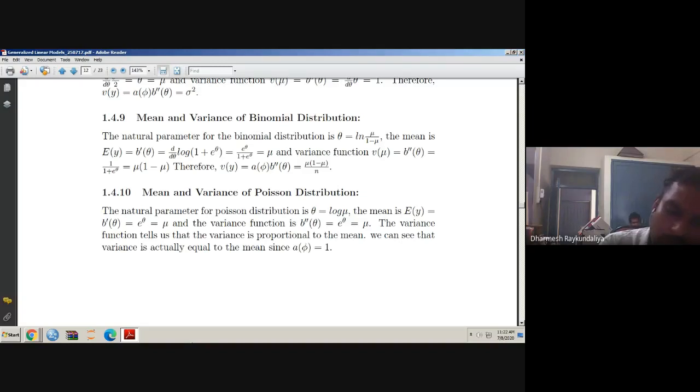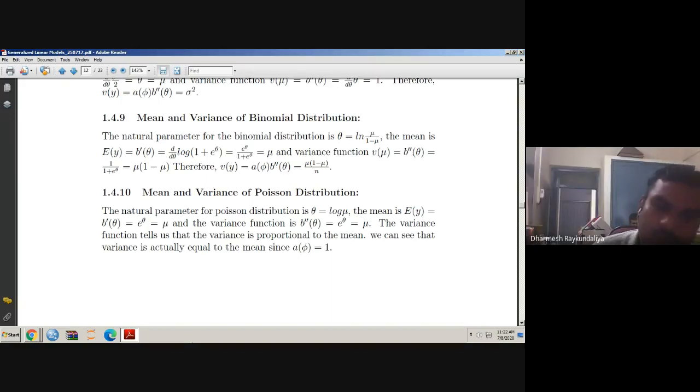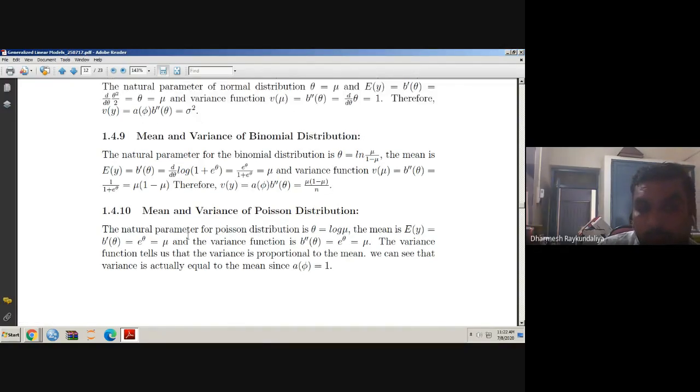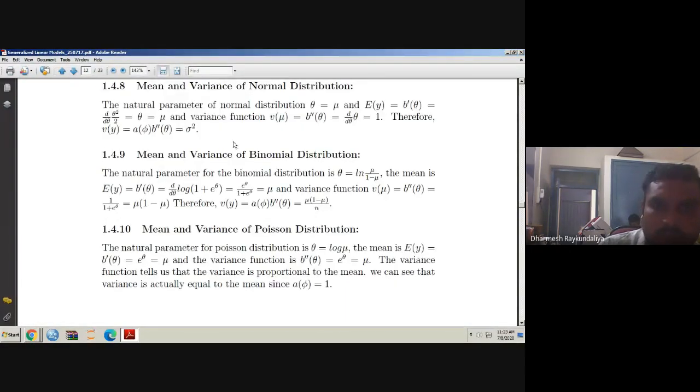So what is the variance of y? It is a(phi) into b double dash theta. And what is a(phi) in the Poisson distribution? It is 1, and b double dash theta is mu. So here you can say that the mean and variance of the Poisson distribution are the same. In all cases you can see that it satisfies the second order properties except the normal distribution. Here sigma square is free from mu. But in a binomial distribution, variance is a function of mean. What is the mean here? Mu.